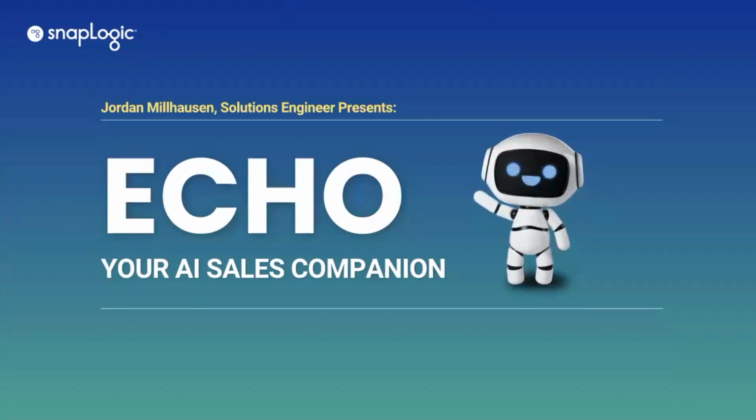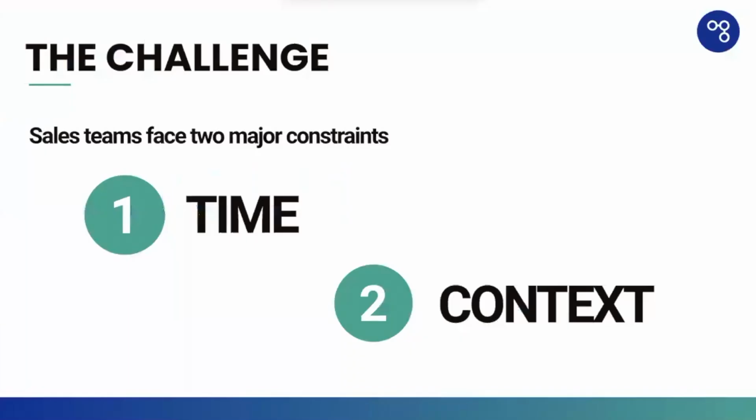Today I'm going to be taking you through Echo, your new AI sales companion. Let's dive in. The challenge that I saw that every sales team faces comes with two major constraints, and those are time and context.